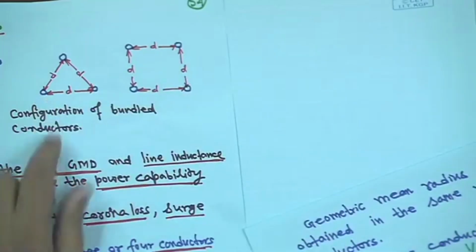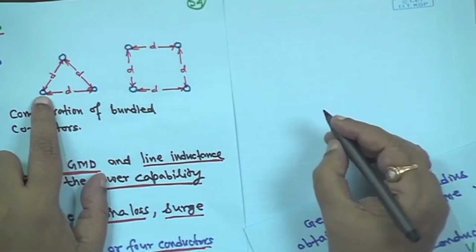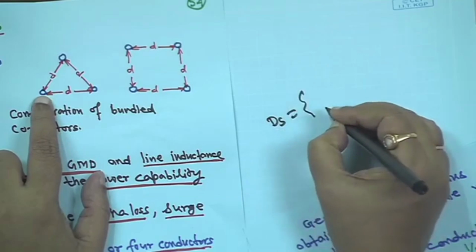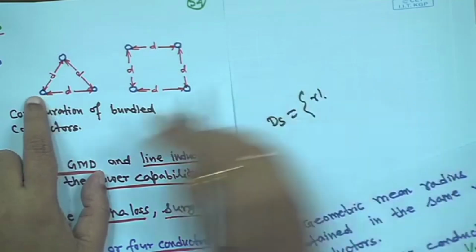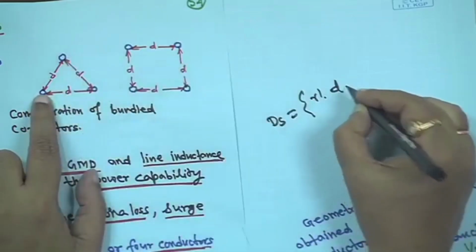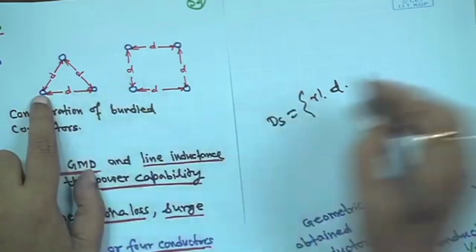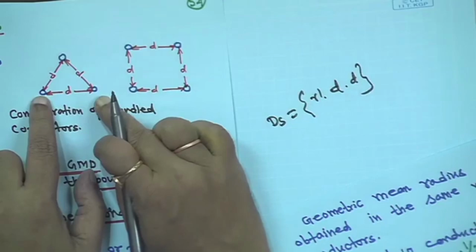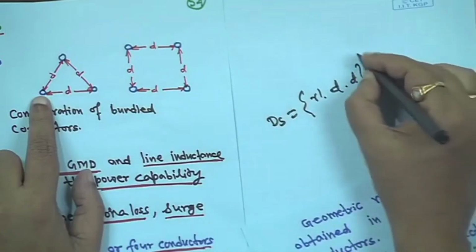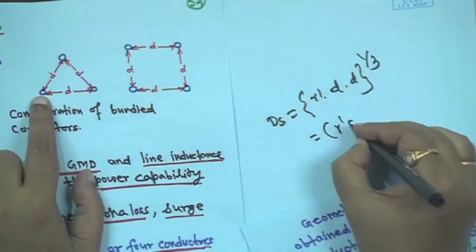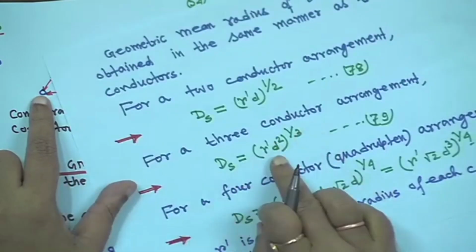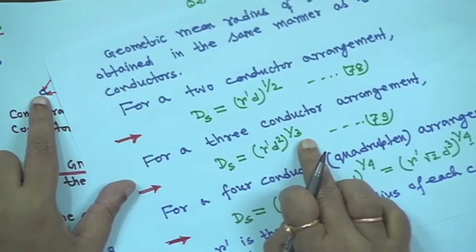How things will happen, that I am just showing. Take any conductor, and ds is, first you take its r dash, then from this conductor take the distance d, and from this conductor again take the d, assuming all the conductors have the same radius r and the distances are also the same, and to the power 1/3. So, it will be r dash d square to the power 1/3, that is what I am writing for 3 conductors. This is for the 3 conductor case.